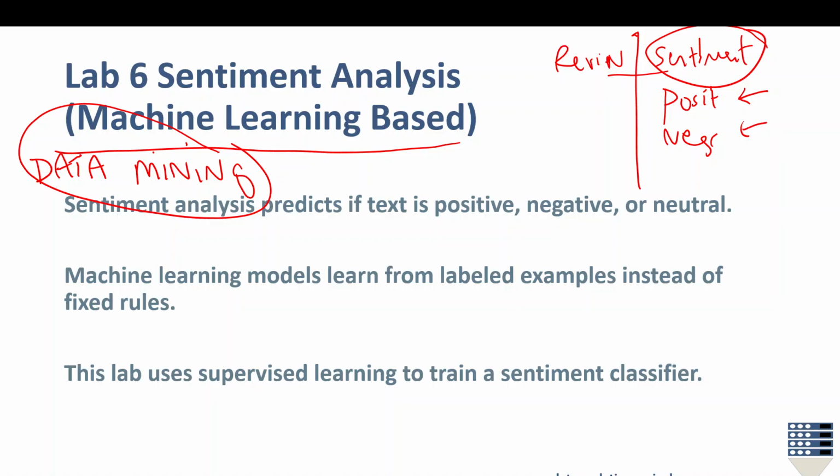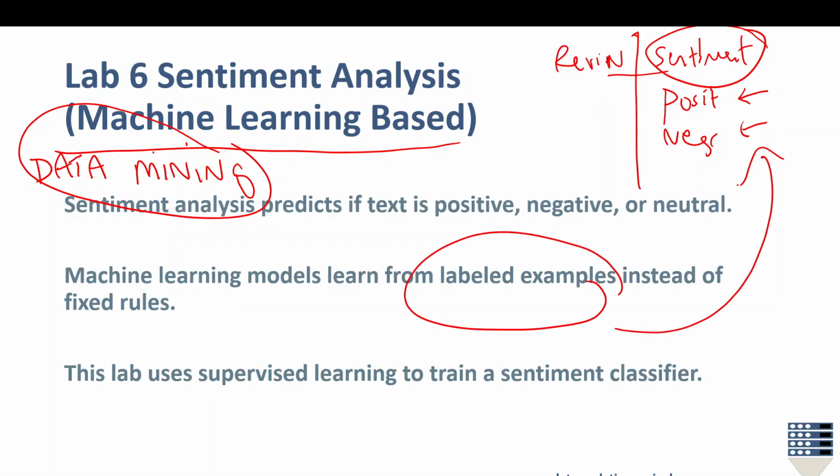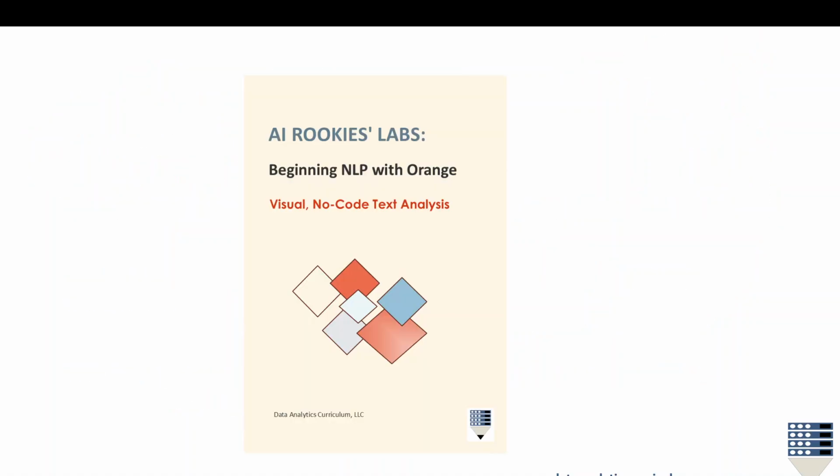So machine learning models learn from labeled examples instead of fixed rules. So again, you have to have the labels in your data. Or as I teach when I teach cluster analysis, you can actually cluster data and then create labels. But generally speaking, the machine learning techniques are always based on labeled data. And that's what supervised learning is all about. Supervised learning means that you're working with labels and you're not working with unlabeled data and starting from scratch or mapping to a lexicon. Okay.